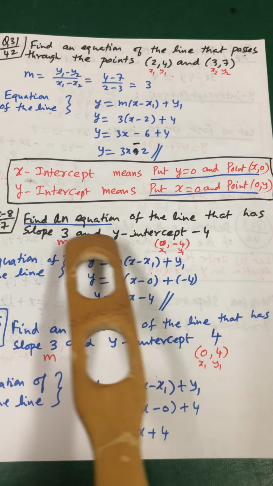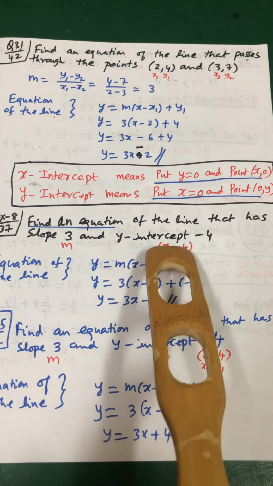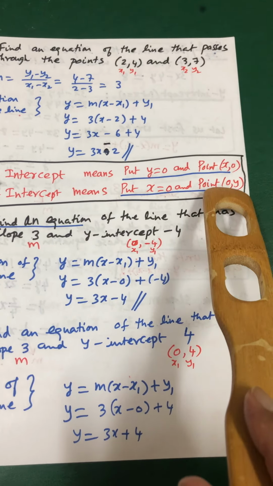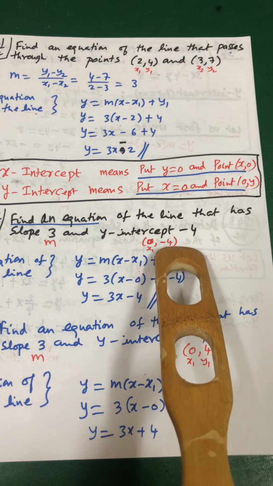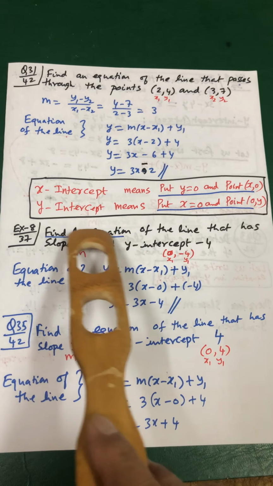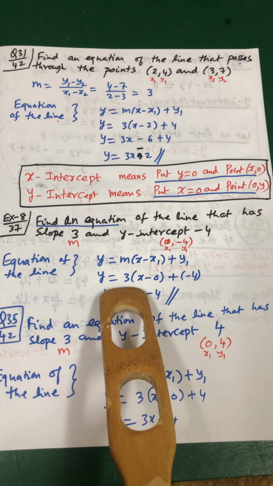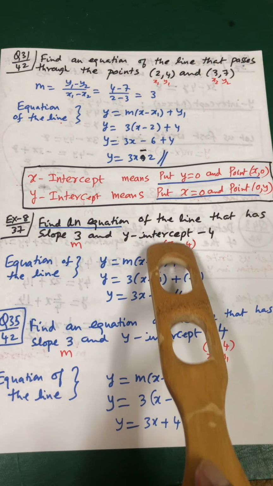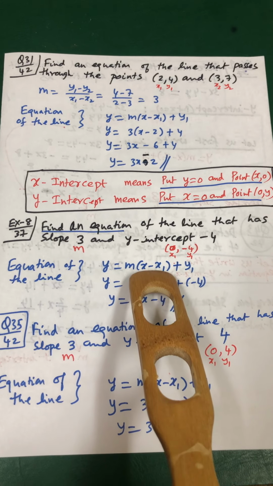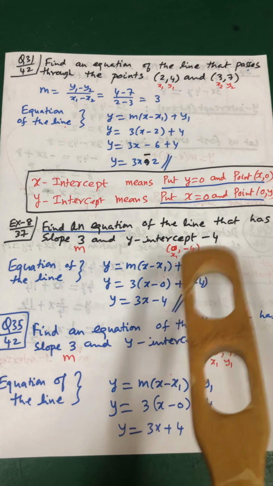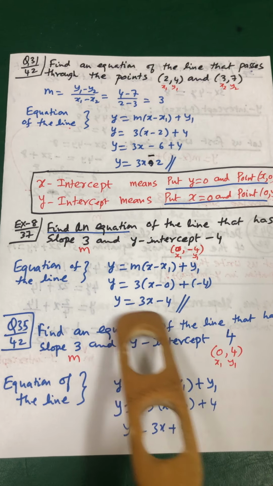Now let us see. Find the equation of the line that has slope 3 and y-intercept minus 4. Slope means m is equal to 3. Y-intercept means 0 comma y, so 0 comma minus 4. Now we want to find the equation. Equation means y is equal to m multiplied by x minus x1, plus y1. So y is equal to 3 multiplied by x minus x1, which is 0, plus minus 4. So y is equal to 3x, since 3 multiplied by 0 is 0, ignore it, plus minus 4 is minus 4. This will be your answer.